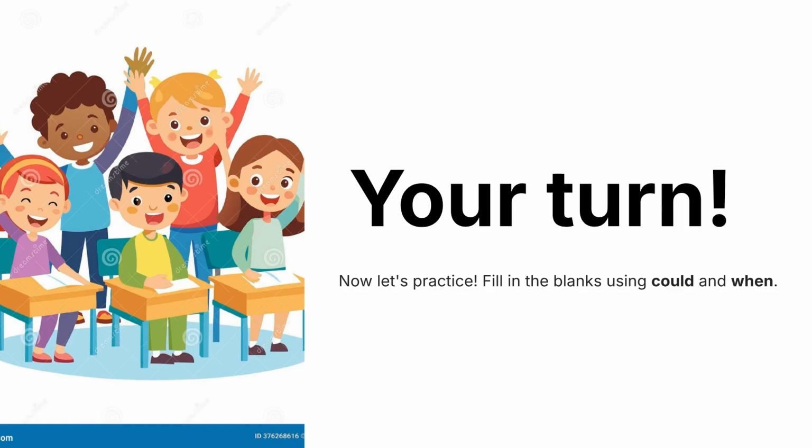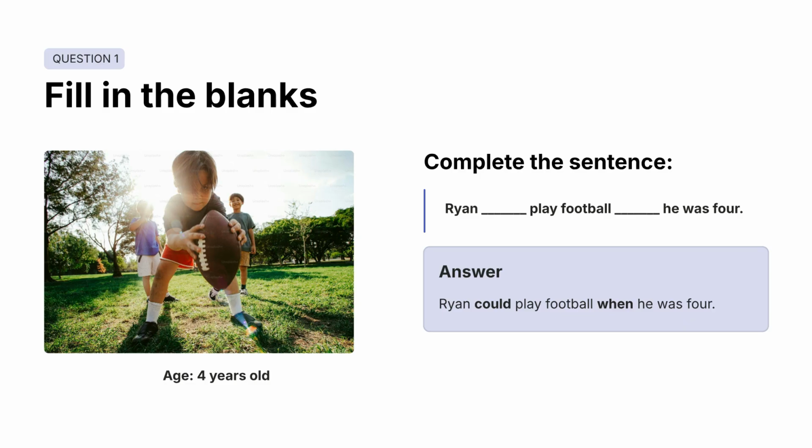Now it is your turn. Let's practice together by filling in the blanks using could and when. Question 1 asks us to fill in the blanks using the details for Ryan, who was 4 years old. The sentence reads, Ryan could play football when he was 4.